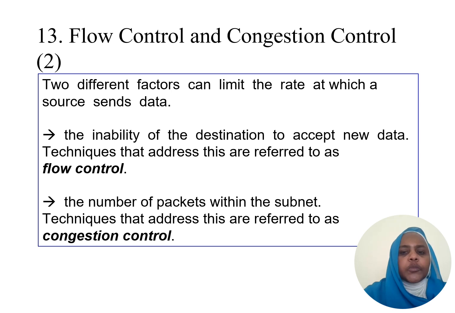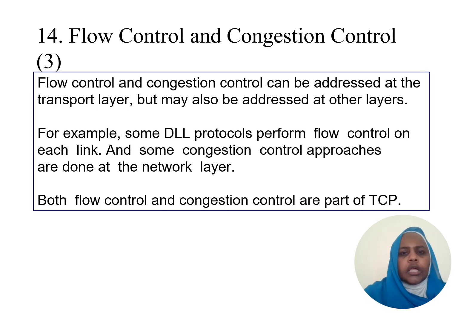The techniques that address the number of packets within the subnet are referred to as congestion control, which is different from flow control. It controls the number of packets within the subnet rather than the ones sent to the receiver regarding its window size. Flow control and congestion control can be addressed at the transport layer, but they are also addressed in other layers, as we have seen in the network layer and in the data link layer.